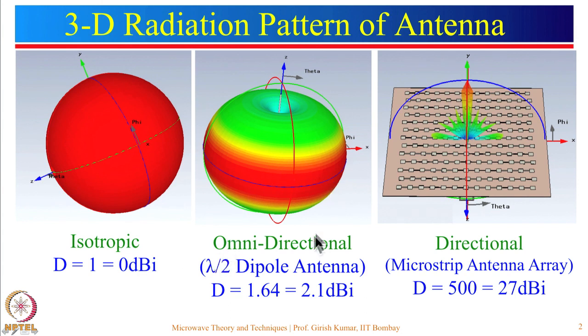This is the radiation pattern of an omnidirectional antenna. Majority of the time, we say a lambda by 2 dipole antenna or any small dipole antenna will have an omnidirectional radiation pattern. In fact, there are many other antennas which also have an omnidirectional radiation pattern, for example, loop antenna, monopole antenna, slot antenna.